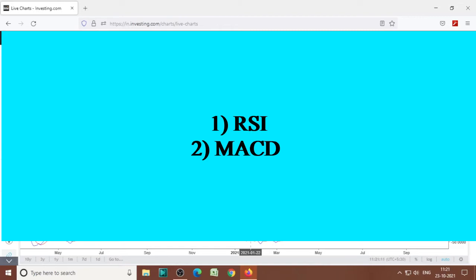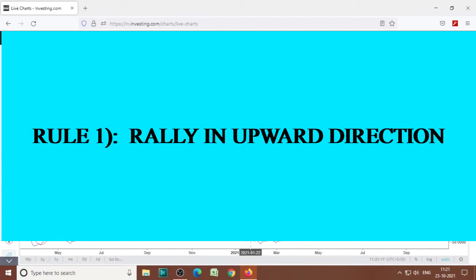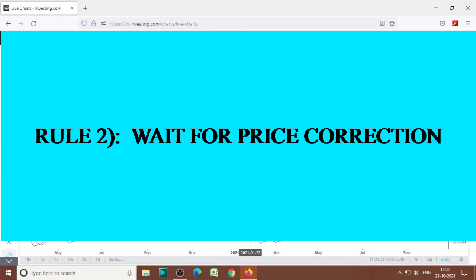Okay, so let's talk about our rules. The first rule is that there should be a rally in the upward direction, so we will wait for the rally. Now, if we get a rally on an hourly chart, then we will wait for the price correction in three waves or five waves.